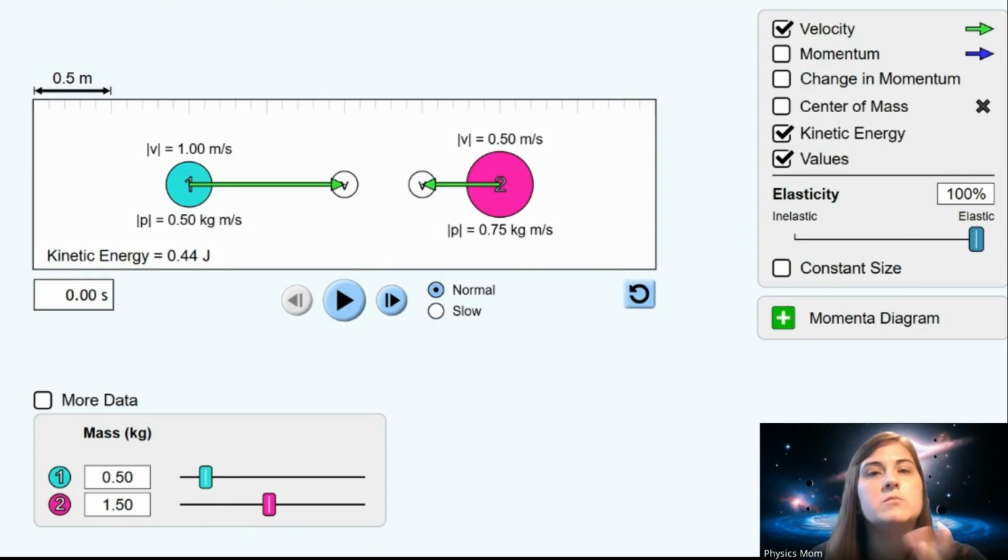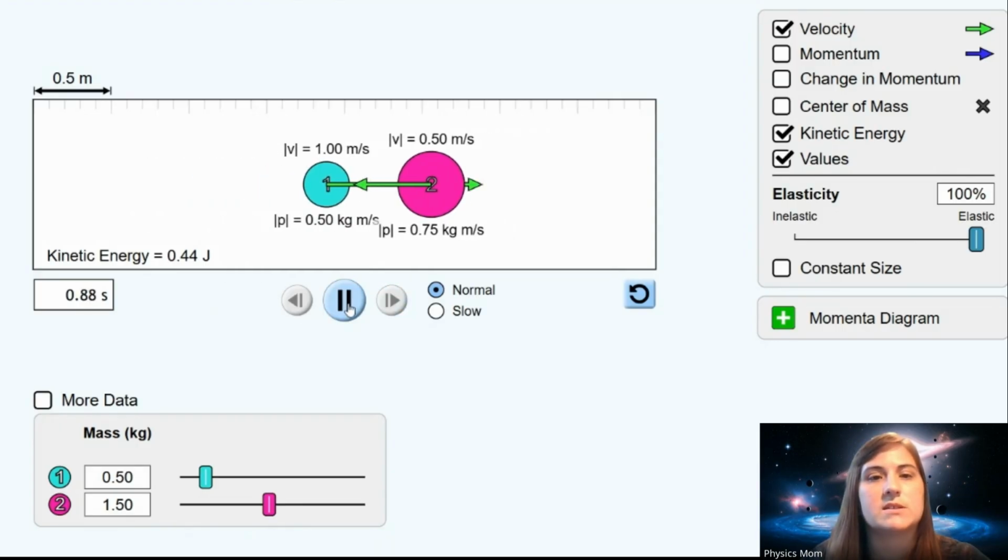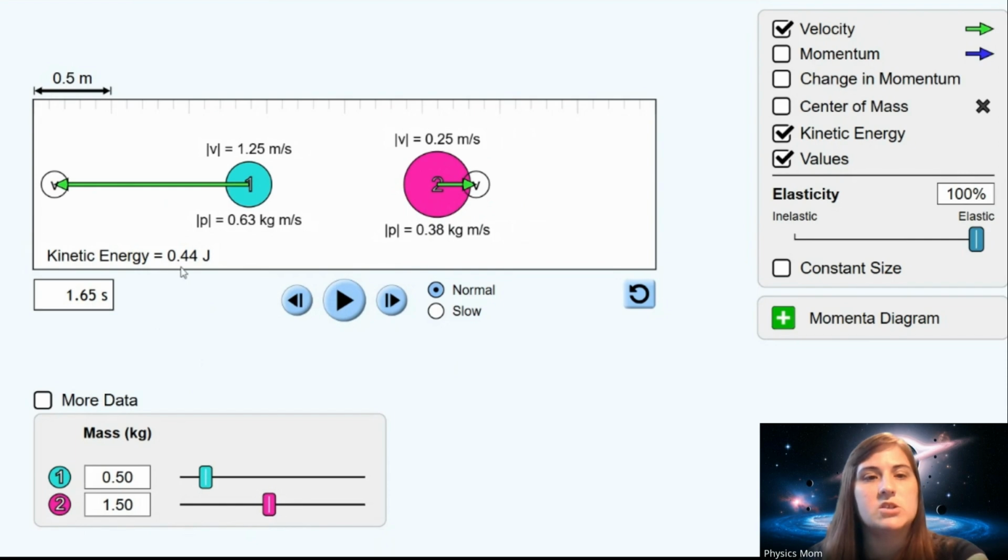So that same momentum should be the same after they collide. The kinetic energy should stay the exact same. If I run the simulator, that's exactly what I see. I see the kinetic energy has not changed at all. If I take the difference between the 0.63 and 0.38, I get exactly negative 0.25. So momentum's conserved, kinetic energy is conserved.